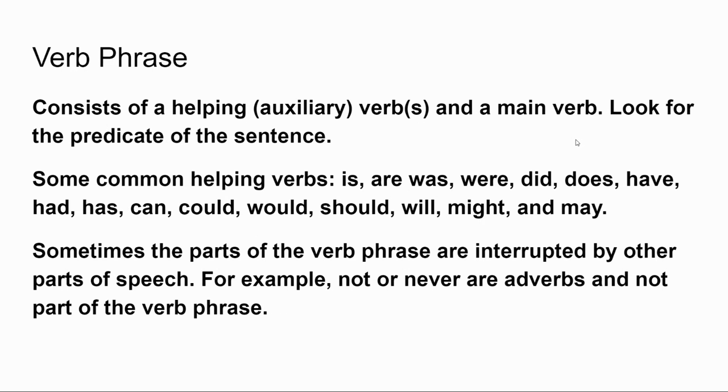Just a quick review. Verb phrase, again, it's more than just one word. So it's those verbs that have helping verbs. It consists of this helping and/or auxiliary verb and the main verb. A lot of times you'll look for the predicate of the sentence, and then you'll see if there's a verb phrase. Some of the common helping verbs: is, are, was, were, did, does, have, had, has, can, could, should, would, will, might, and may.